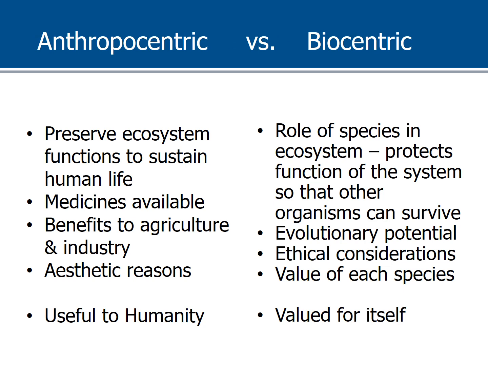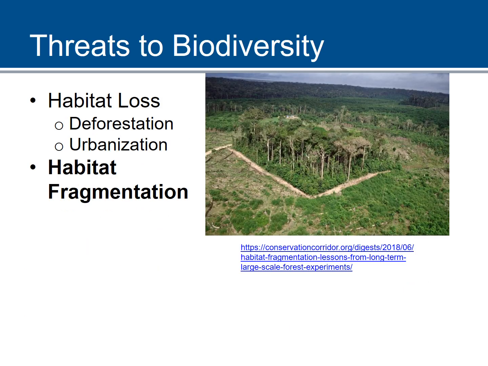These go along with the different worldviews that we talked about at the start of the course, anthropocentric worldviews and biocentric worldviews. The examples on the left are anthropocentric worldviews. They're human-focused and they're useful to humanity, versus biocentric or ecocentric. These are where species have a value because of their role in the ecosystem and because they have an intrinsic value in and of themselves.